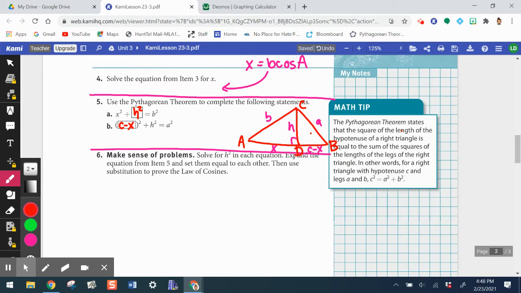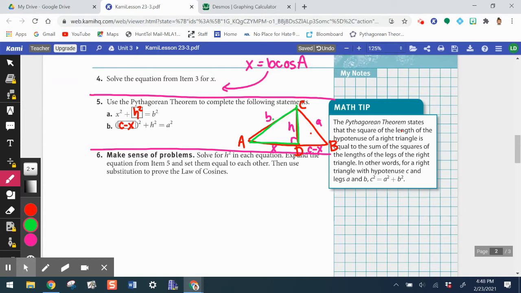So in this first triangle here, triangle ACD, the length of one of our legs is x, so x squared, plus the length of our other leg, which is represented by the variable h, squared, is equal to the hypotenuse of this right triangle, b squared. So x squared plus h squared is equal to b squared.